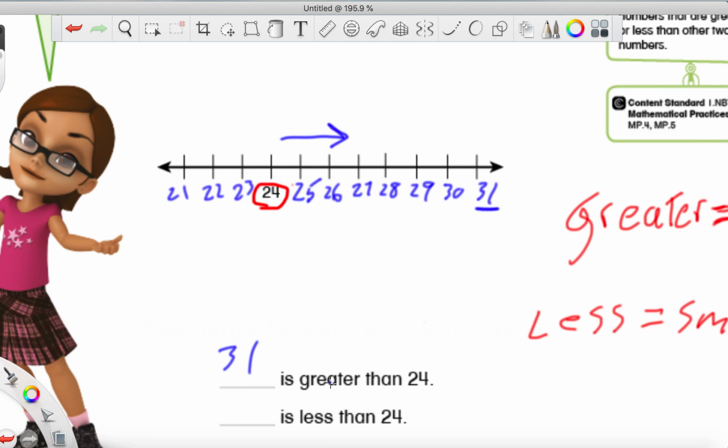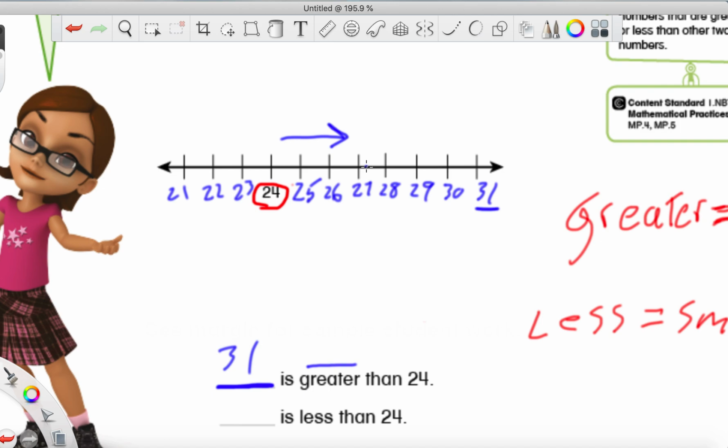Oh, and what sign could we use that means greater than? Go ahead and draw it right above the words greater than. What sign means greater than? So that means that the alligator is going to want to eat this 31. So what sign would we draw to show that the alligator wants to eat the number 31? Alright, did you draw it?